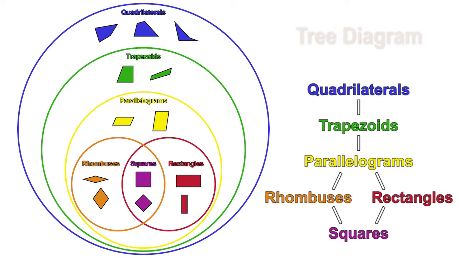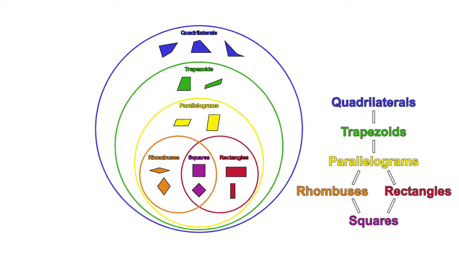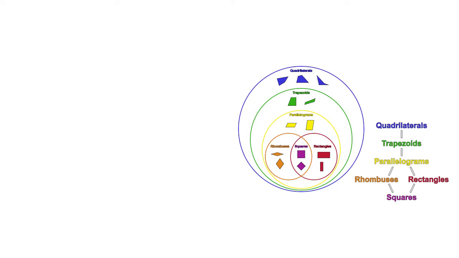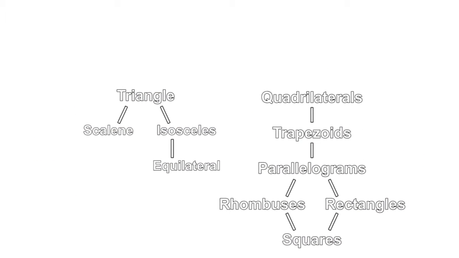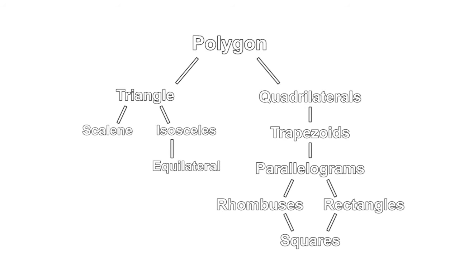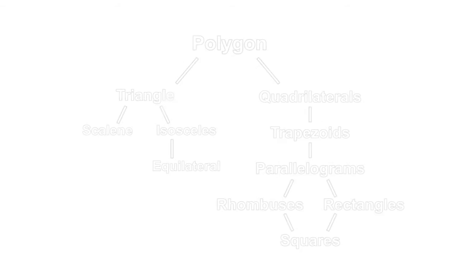In the last task of the chapter, students will apply their knowledge of creating a hierarchy of quadrilaterals to creating a hierarchy of triangles. Finally, students will bring together both hierarchies to create a hierarchy of polygons. Polygons are any closed shape with at least 3 sides.